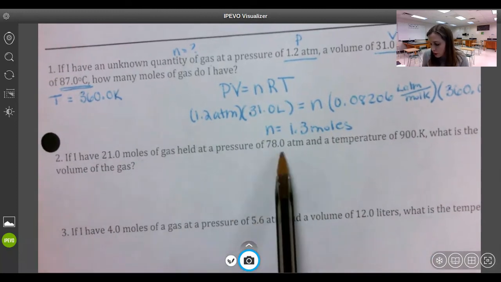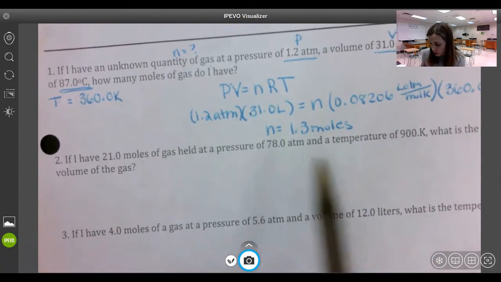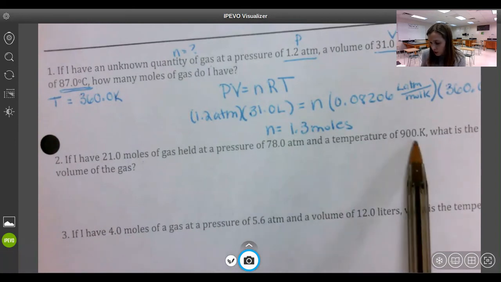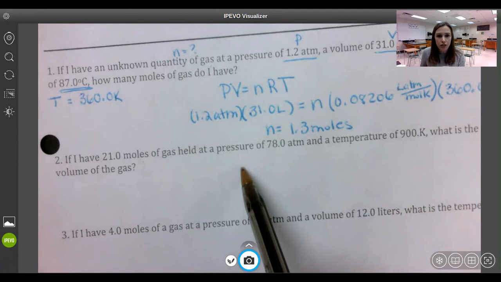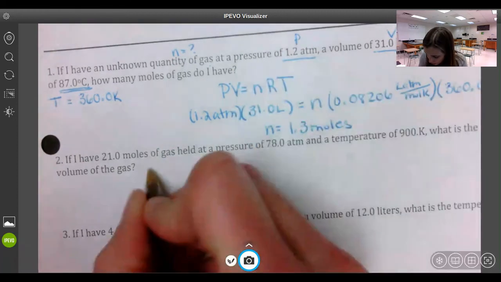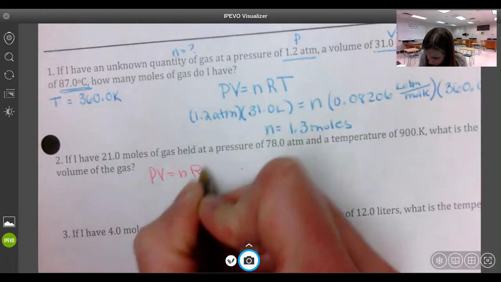So when we look at the second example here, it says if I have 21 moles of a gas held at a pressure of 78 atmospheres, which is a really high pressure, and a temperature of 900, what is the volume of the gas? So when you read this, this is just giving you one set of conditions. There's no changing occurring. It just has three of the variables. It wants to know the fourth. So that's where I want to use my PV equals nRT.